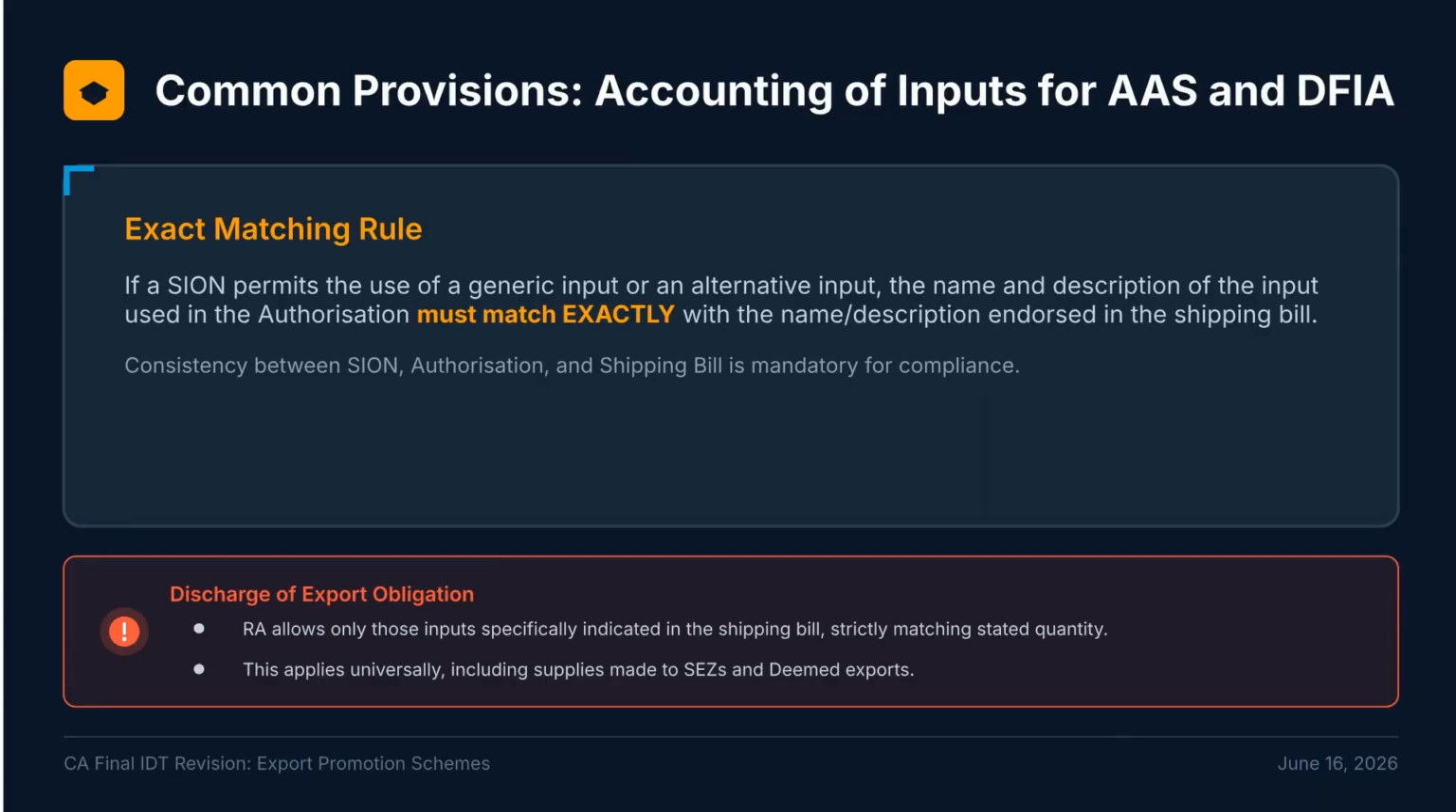However, this benefit comes with strict timelines. Exports must be completed within 12 months from the date of online filing of the application and generation of the file number. The DFIA itself remains valid for 12 months from its date of issue. Most importantly, no revalidation is permitted. A separate DFIA is issued for each SION. So whenever you think of DFIA, remember 3 keywords: transferable, 12 months, no revalidation.